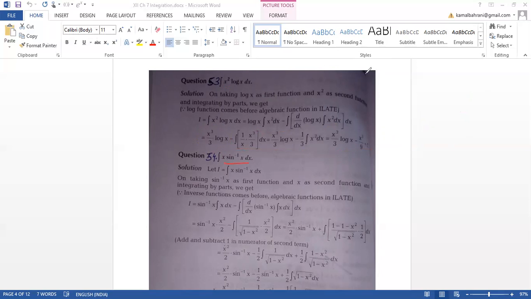Next is your x sine inverse x. Now I want you to tell me in x sine inverse x which will be taken as the first function and which will be taken as the second function. Yes, come to the chat box and let me know.